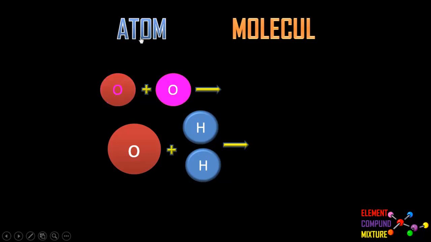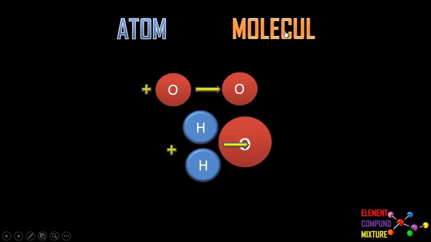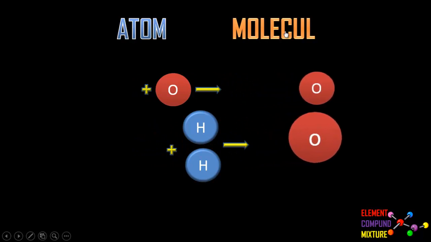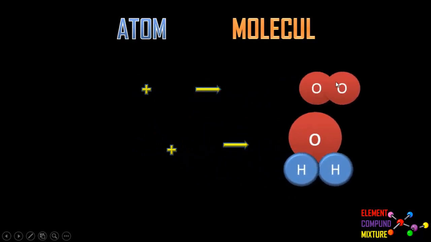Atom is single. But the molecule is not single. It's more than one atom. In this picture, 2 O can make the molecule oxygen, and 2 H, or 2 hydrogen, and 1 oxygen can make the molecule water.